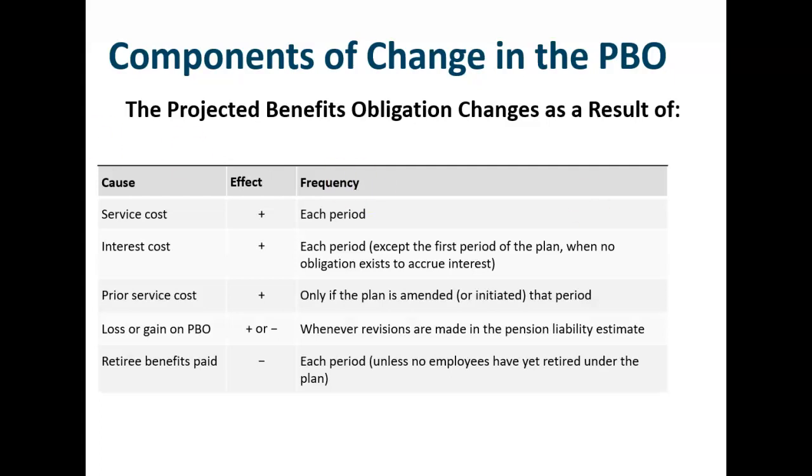The obligation will increase each period for the current year service cost and the current year interest cost. Prior service cost will increase the obligation only if the plan is amended or initiated that period. Losses will increase the obligation and gains will decrease the obligation whenever revisions are made in the pension liability estimate. And the PBO will decrease when retiree benefits are actually paid.